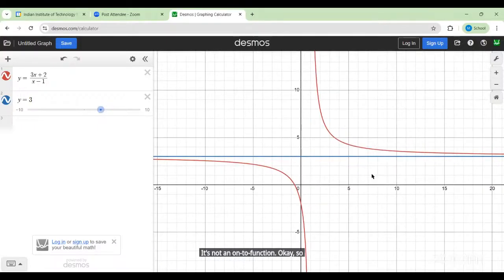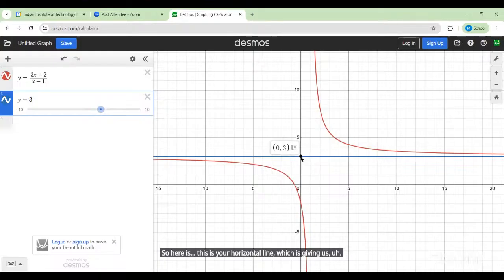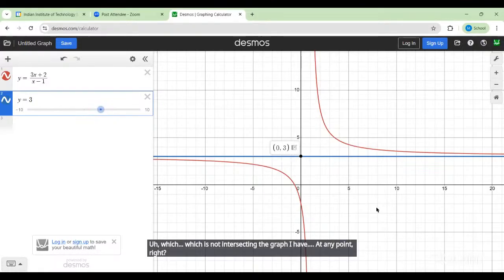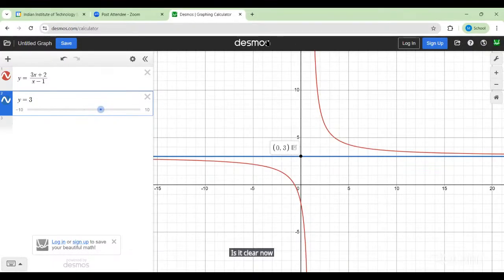Okay, so such things can happen. So this is your horizontal line, which is not intersecting the graph at any point. Is that clear now? How you can see the onto functions?